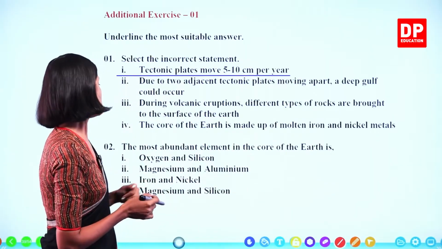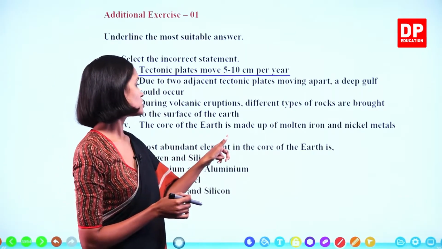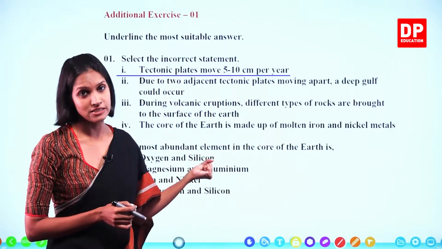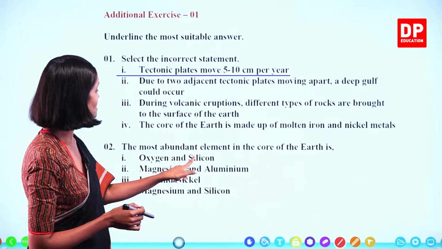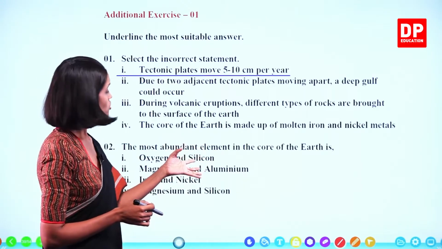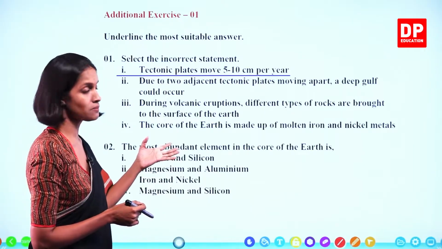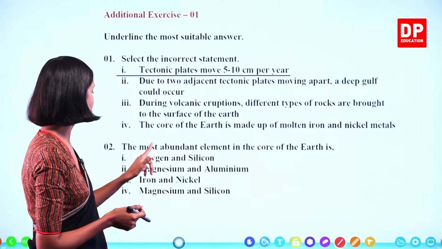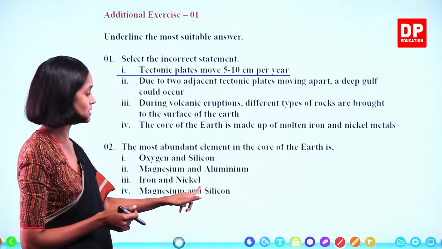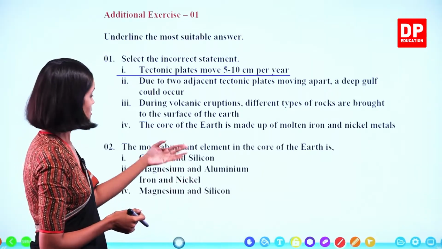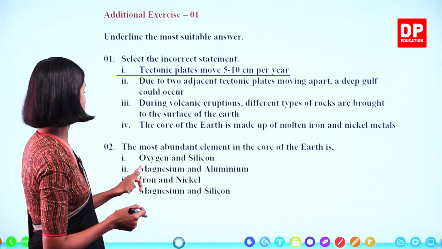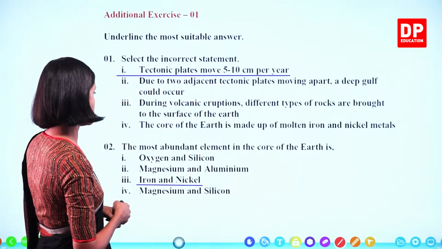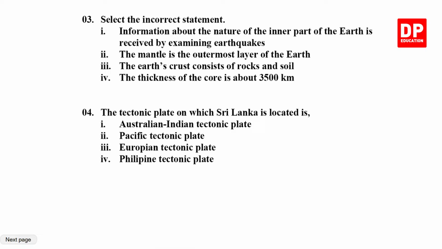Number 2. The most abundant element in the core of the earth is, the core is made up of iron and nickel, right? Oxygen and silicon are present in the crust, and even the mantle. Magnesium and aluminium, no. Iron and nickel, magnesium and silicon. Magnesium and silicon are present in the mantle of the earth. So iron and nickel is the answer. Right. Next one. Number 3.